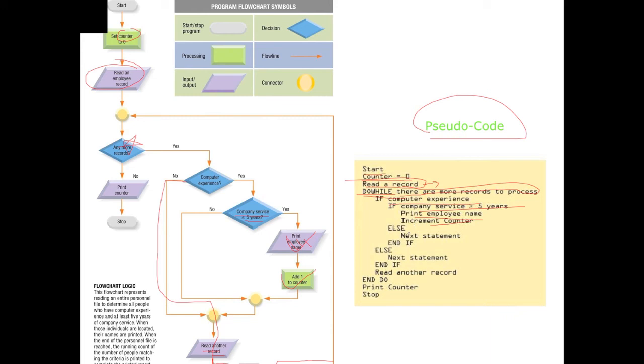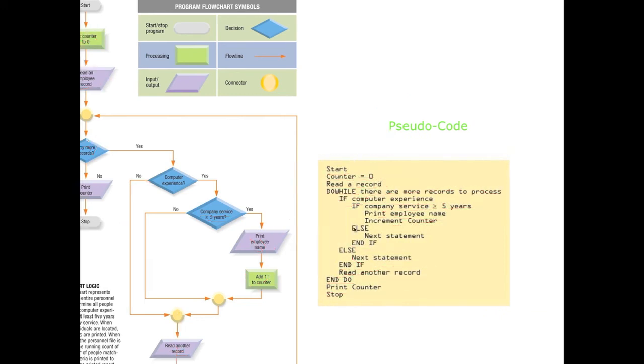If not, else, which means else. Then next statement. Then end if. Then again, here's another else corresponding to this if, which means the person doesn't have computer experience. Then we move on to the next statement, or it should be the next record. Then end if, and read another record. Then end do, which means finish this part. So you can see we use indentation to see which keywords correspond to the keywords on top. Okay. Then we print out the counter and stop. So this is the pseudocode equivalent to the flowchart.